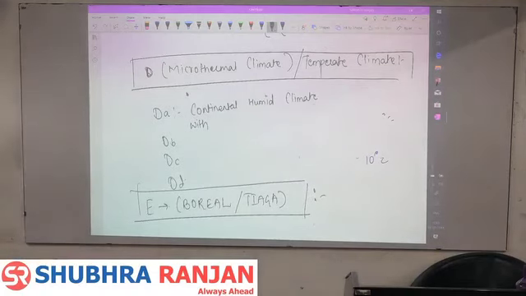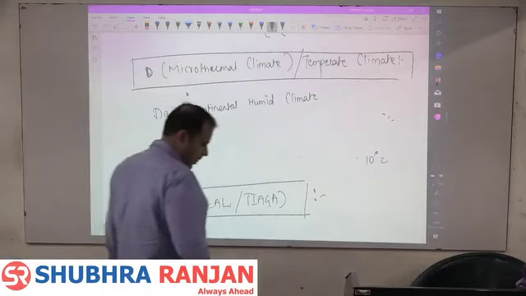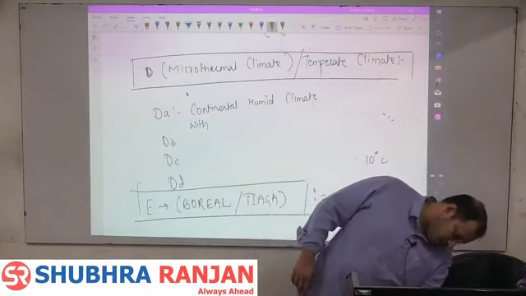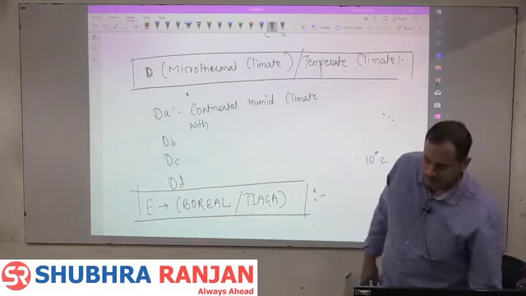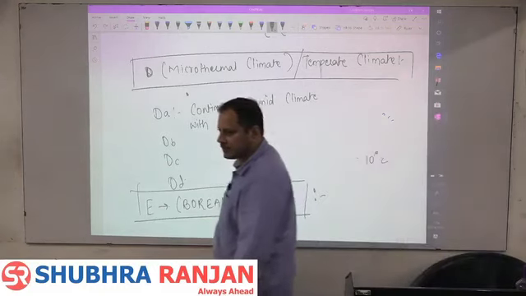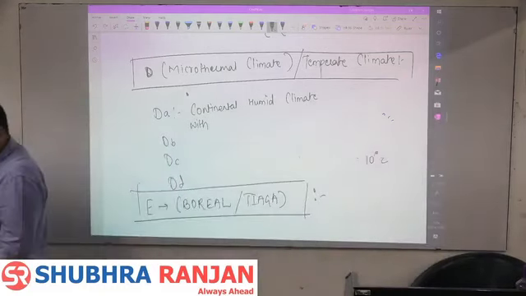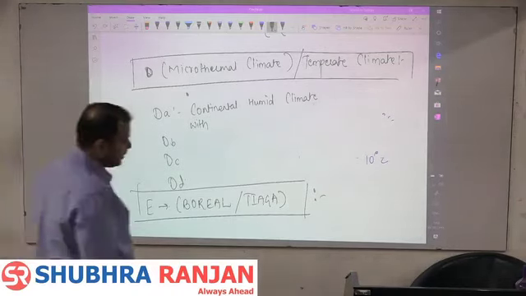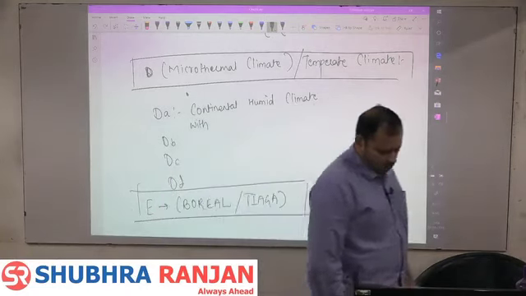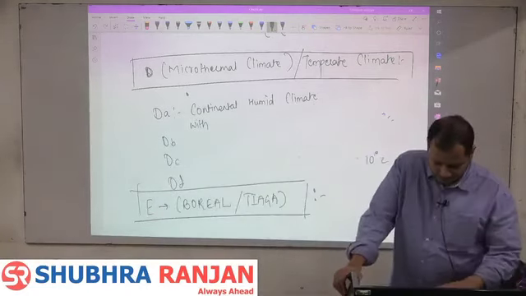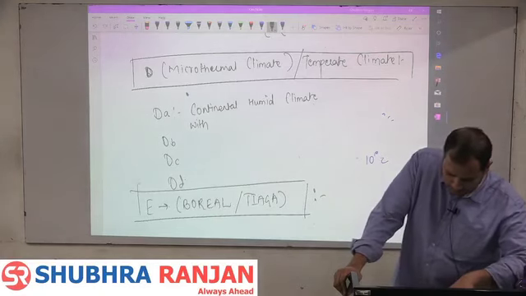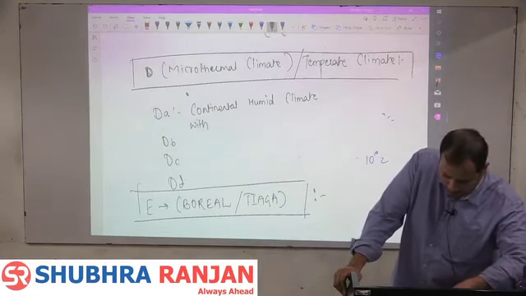Next, average temperature of the summer months is around 10 degrees Celsius.